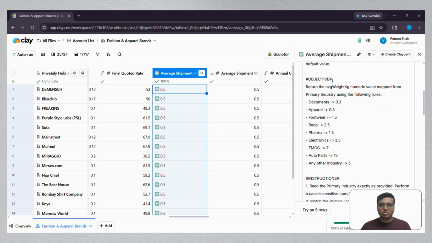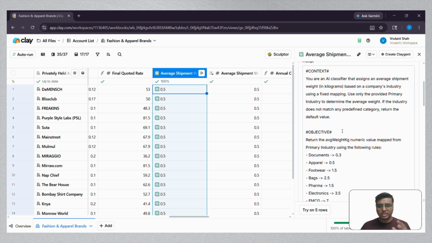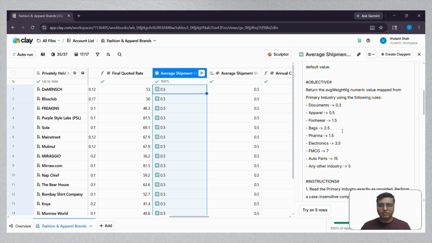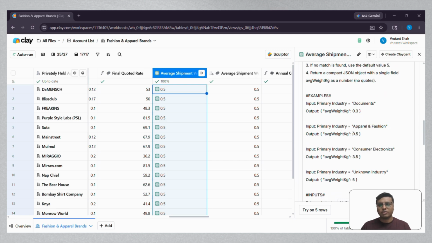What we have done over here is we have used the AI to go through the company's website, see their SKU, see what their average weight looks like, and give that as an output in kgs. So for the majority of apparel brands, the average shipment weight lies between 0.5 to 1 kg, and that is the sort of output that we have considered over here.